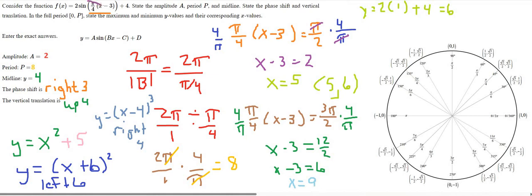Now right here, that spot there in the purple box, all that's going to equal -1. So it's really going to be, y value is going to be 2 times -1 plus 4. 2 times -1 is -2. And negative 2 plus 4 is 2. So our point for the minimum is going to be 9, comma 2.